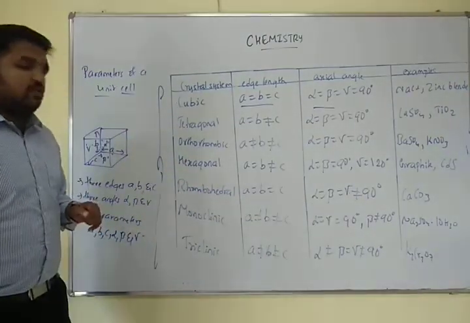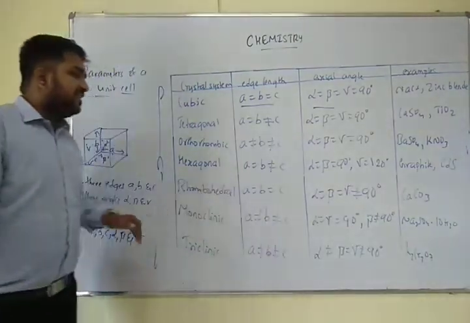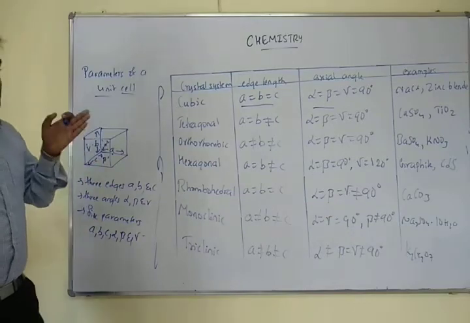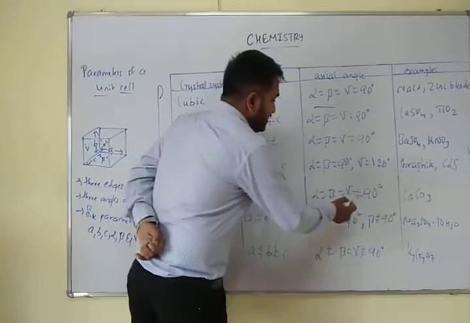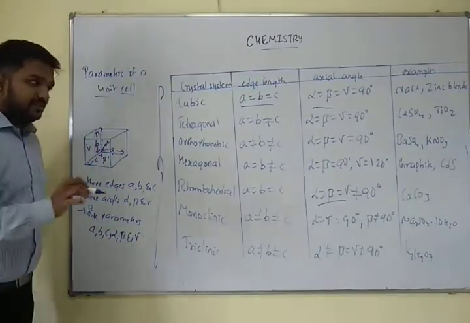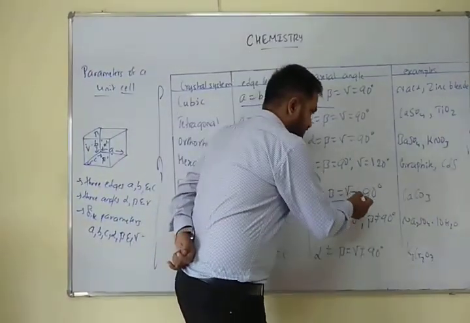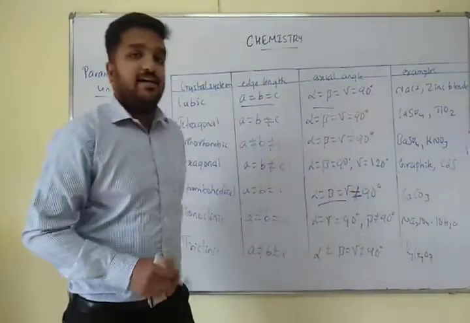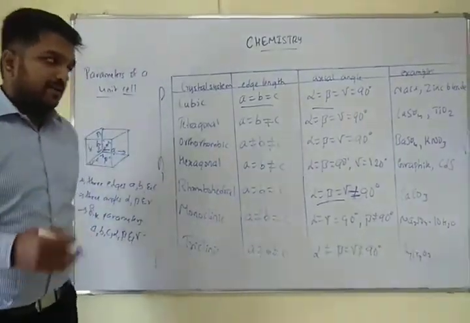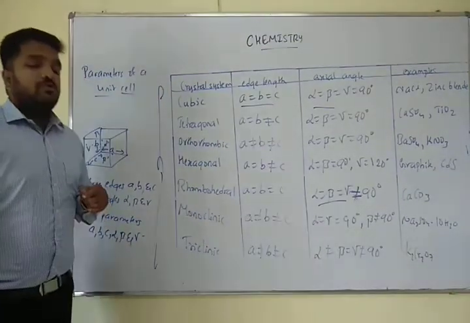And the fifth one is rhombohedral. You can even call it trigonal also. In this case, the edge lengths are all the same, A, B and C are equal, and alpha, beta and gamma, these 3 angles, are also the same. That means the angles between these 3 edges are the same, but they are not perpendicular. We have clearly mentioned that it is not equal to 90 degrees. That means those angles are not perpendicular. Example is calcium carbonate.